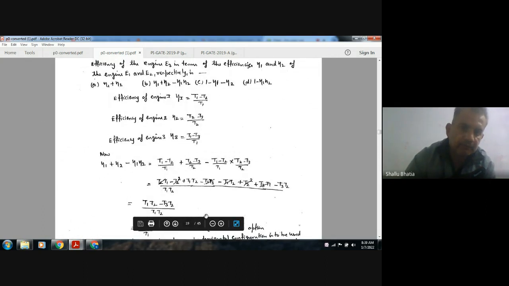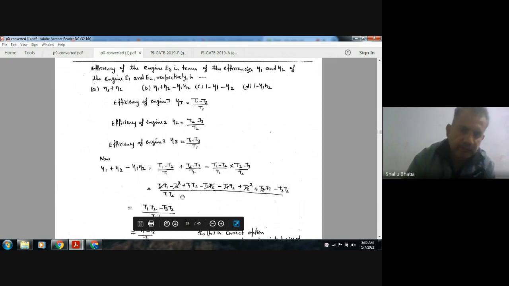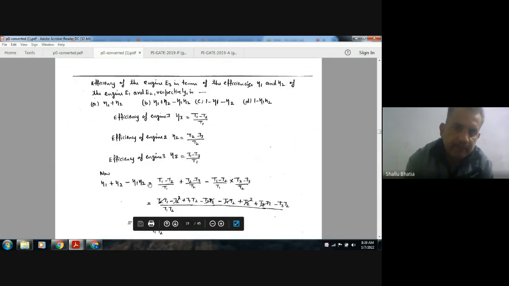Now taking from the options, take the second option. Efficiency 1 is T1 minus T2 by T1, and efficiency 2 is T2 minus T3 by T2, and the product of these. Now taking LCM and solving it out, we get T1 minus T3 by T1, so the efficiency of this engine is T1 minus T3 by T1. So the answer is option 2, you have to check the options. Okay, next.